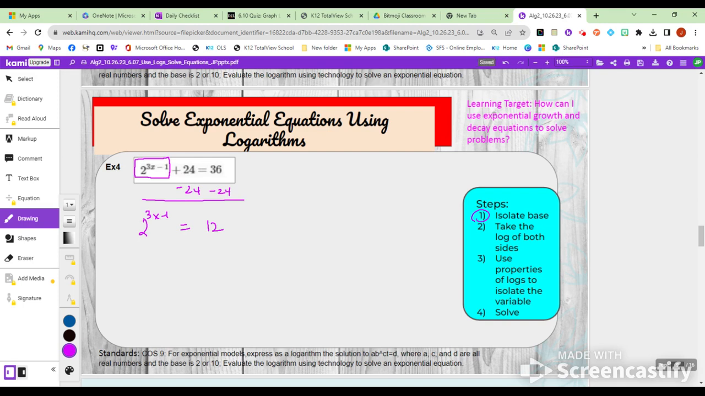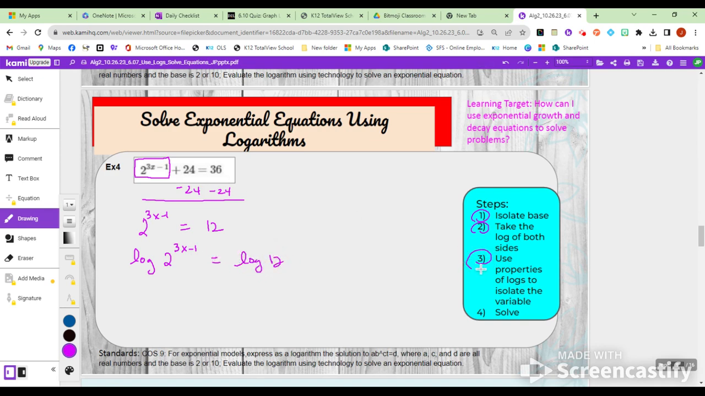I can't figure this out. 2 to what power, 3 times x minus 1, is going to give me 12? 2 to no nice power is 12. So that means x is going to be a decimal here. So I am going to have to use log. Since I don't have base e here, I'm just going to use my common log. So I'm going to take log of both sides. This one's going to be harder because I've got this binomial in my exponent.